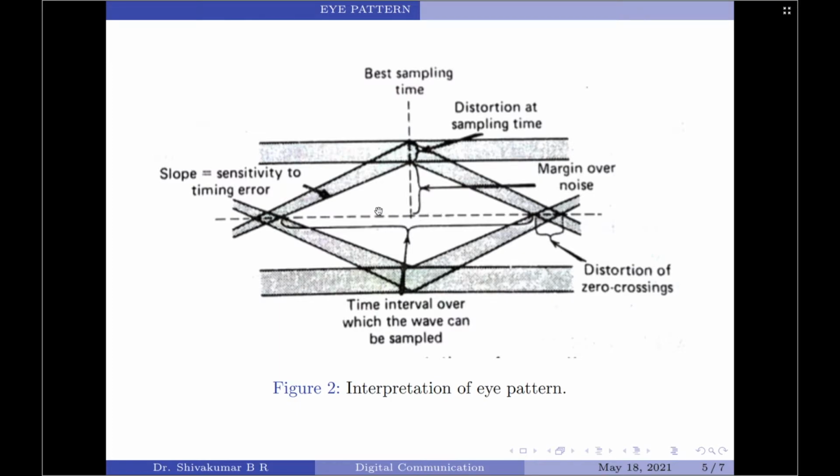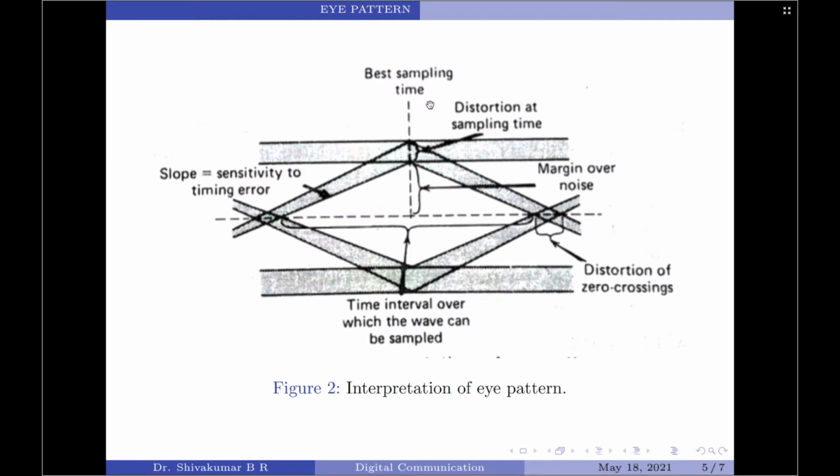At the very first, the width of the eye opening defines the time interval over which the received wave can be sampled without error from the intersymbol interference. This is denoted by this portion of the eye pattern. Please note, from this particular edge to this edge is the time interval over which the wave can be sampled. Therefore, we should now note that the preferred or the best sampling time for the received signal is the instant at which the eye is open its widest.